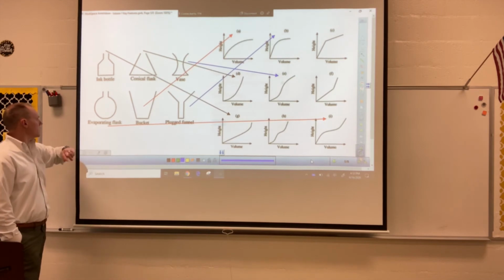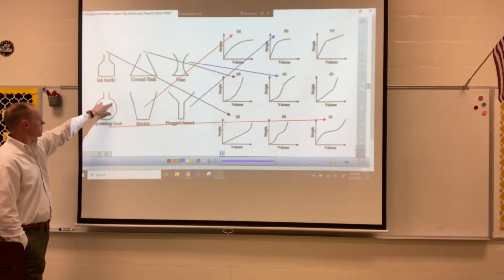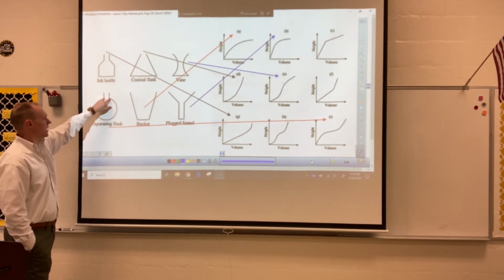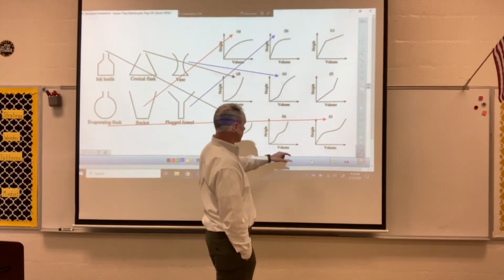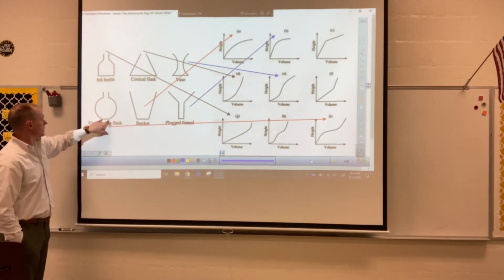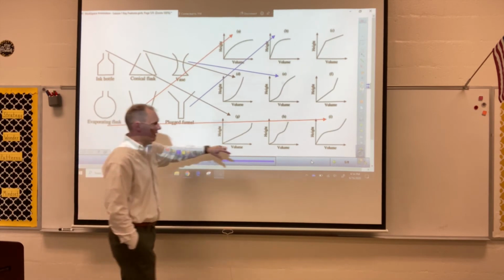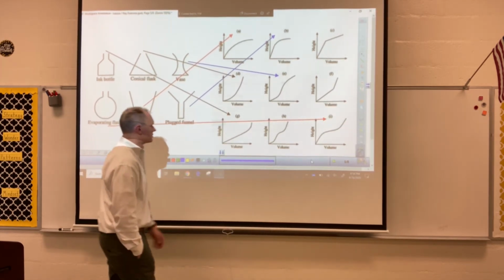The evaporating flask down here, again, it starts out kind of narrow, then widens, and then narrows again. So it should be fast, slow, and then fast once again. So it's narrow, so it should be fast, slow, and then fast again. So fast, slow, and then fast again as the width changes.